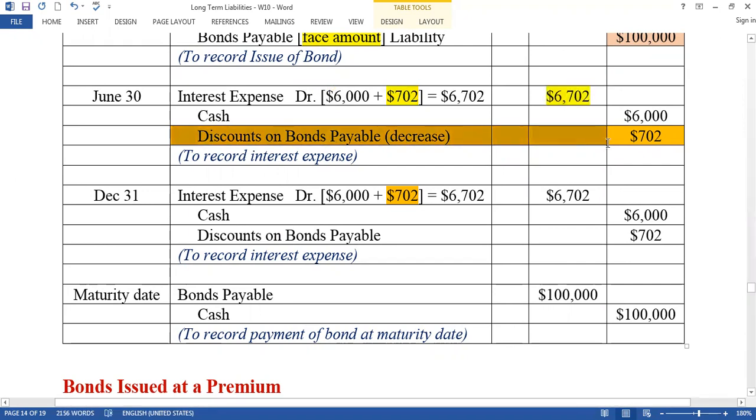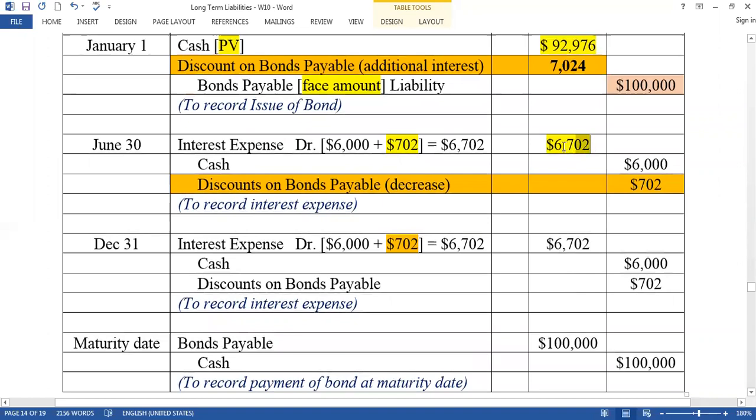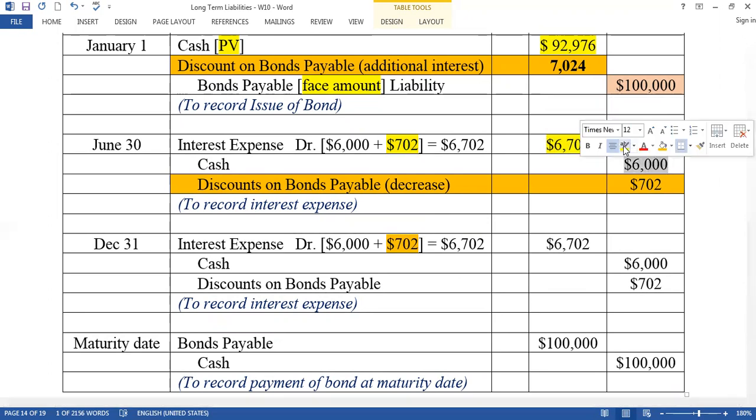Then we credit discount. We credit discount means it is decreasing and it is transferring to interest expense. And we pay cash. Now, someone tell me, we record interest expense $702 more today, right? Why? For the matching principle, right? For the matching principle, we record $702 today, and it becomes $6,702. But when we pay cash, we are going to pay only $6,000.